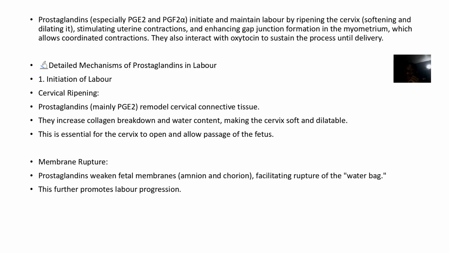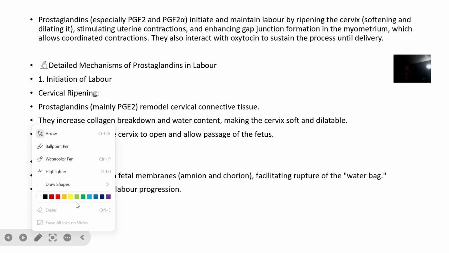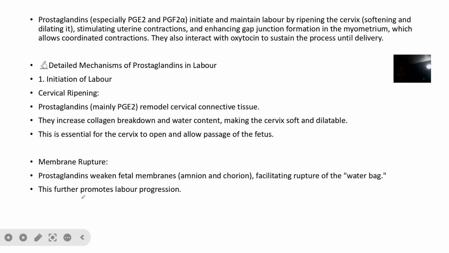First is cervical ripening. So the prostaglandin E2 is the one that remodels the cervical connective tissue, to increase collagen breakdown and water content. This now makes the cervix very soft and it can widen up. Okay, so it's very important for the cervix to open, and this is what is usually used to allow for the passage of a baby when the baby is about to be born.